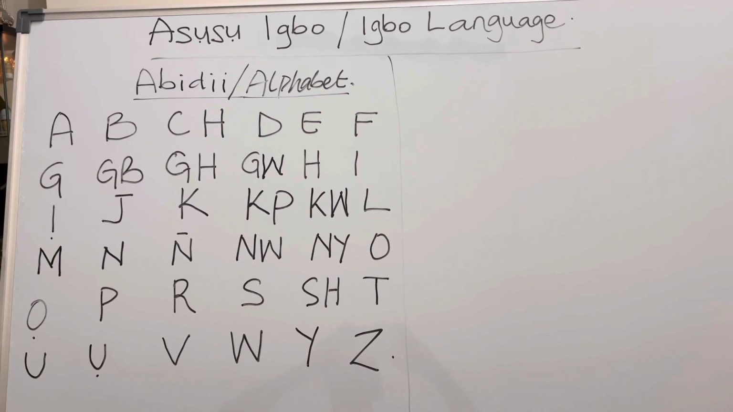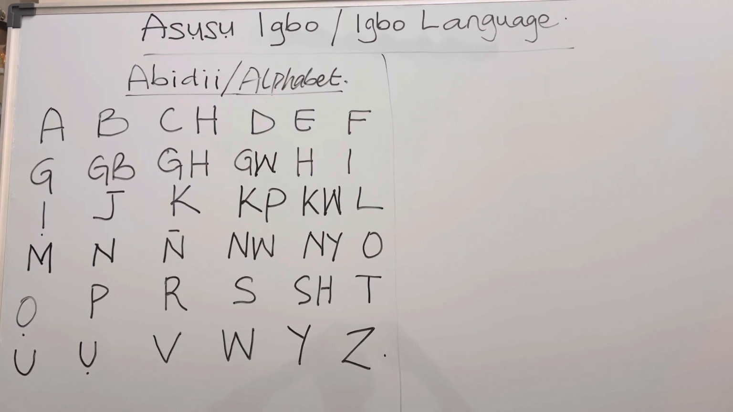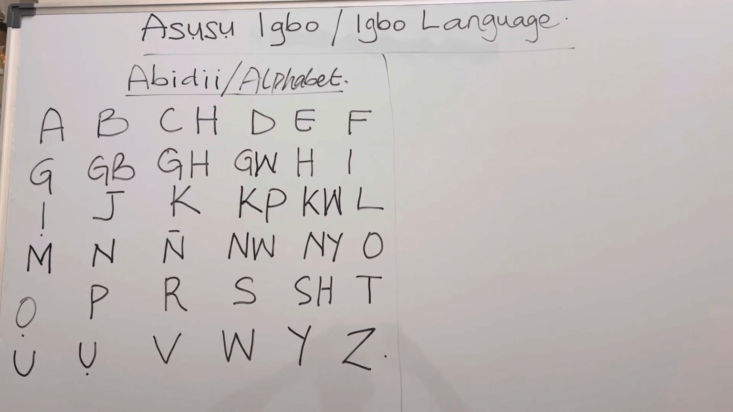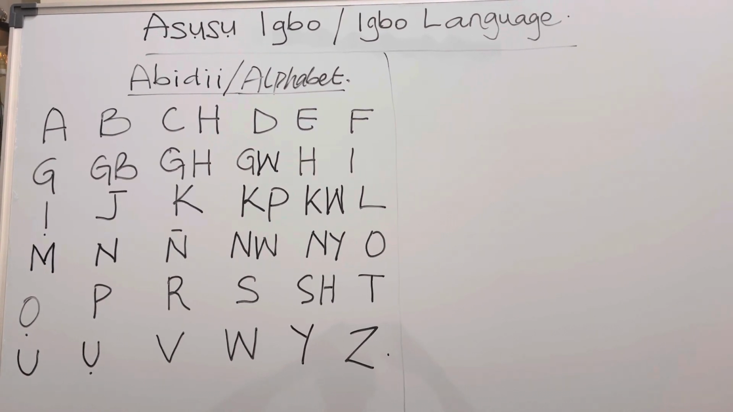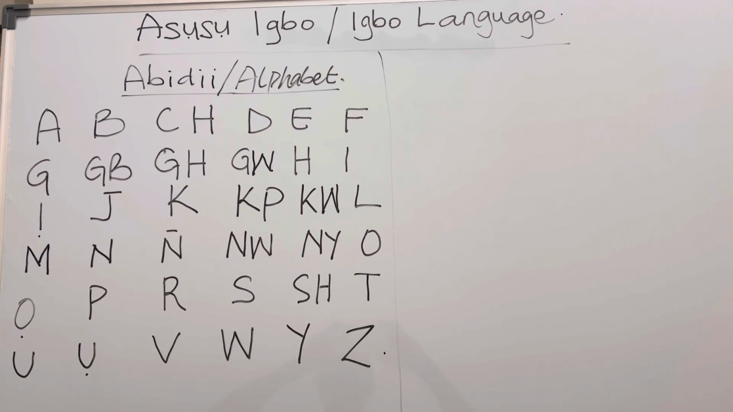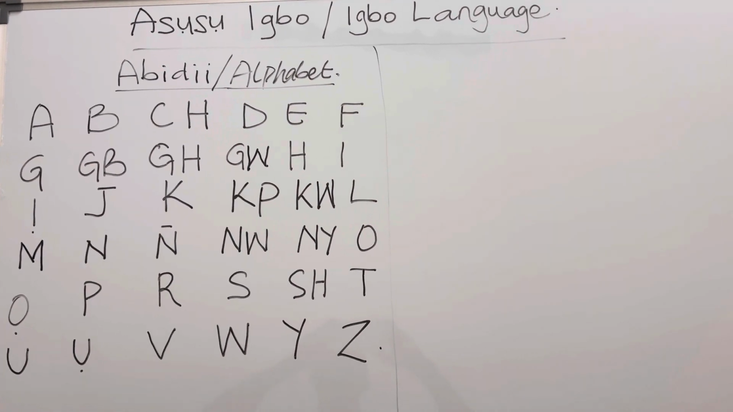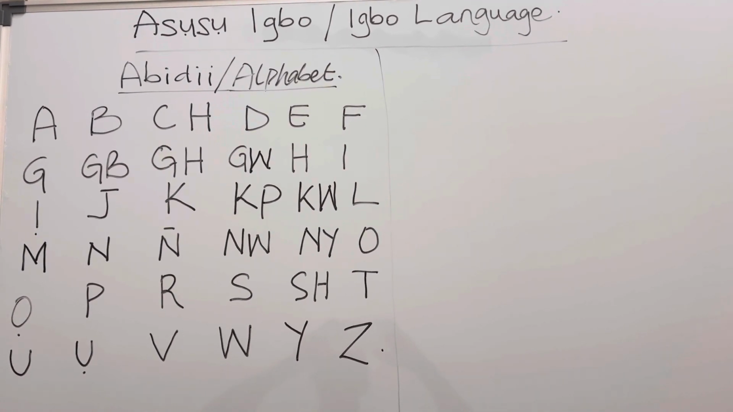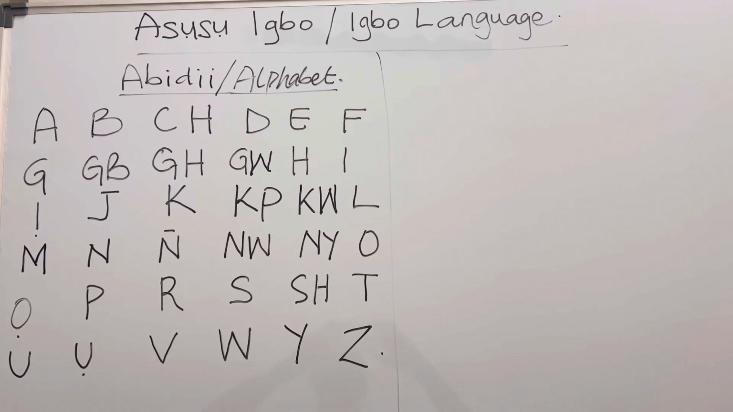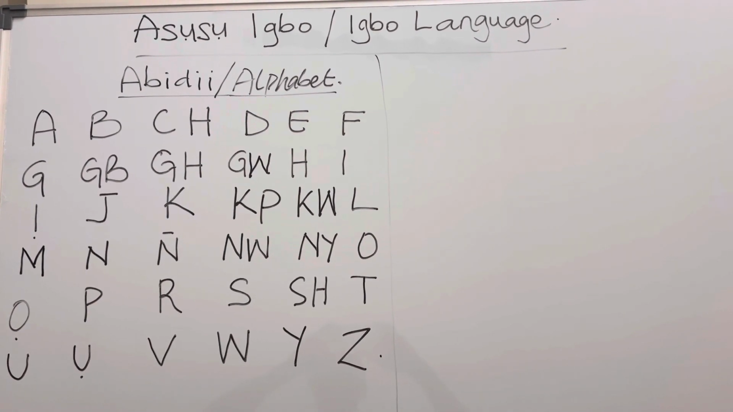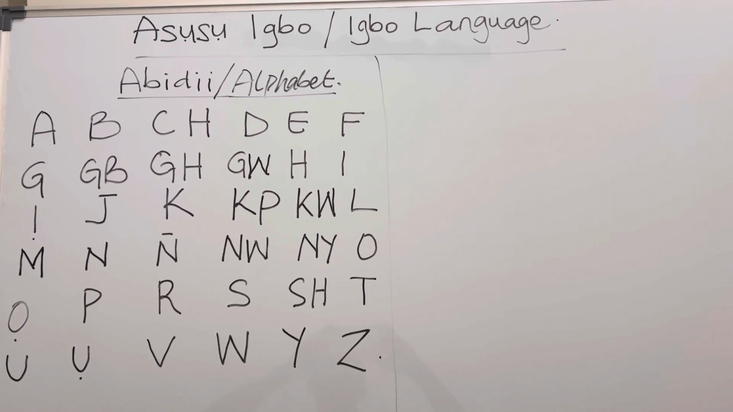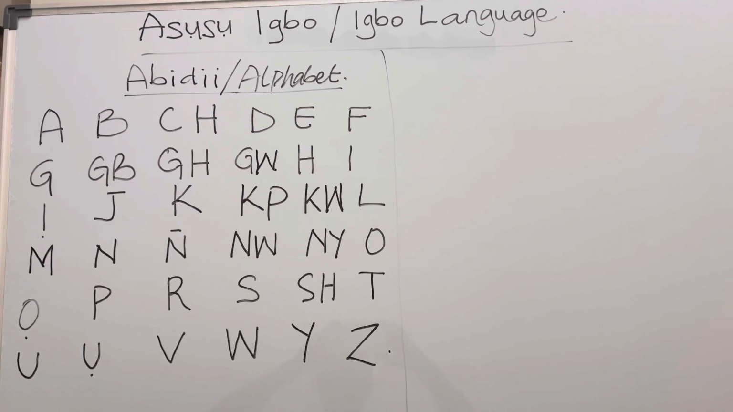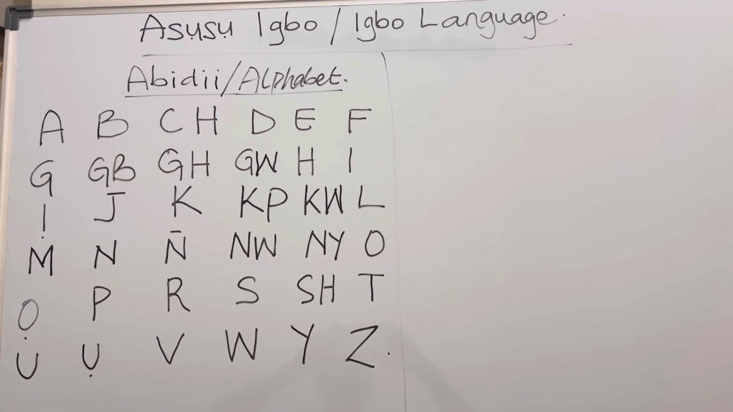We also have some letters which appear like, in English, you would say diphthongs, but they are standing alone as double letters. Those double letters are pronounced as one letter in Igbo language. That is why in Igbo language we have 36 letters as against the English, where we have 26 letters. So in Igbo language, we have 36 letters of the alphabet, which we call Abidi Igbo.